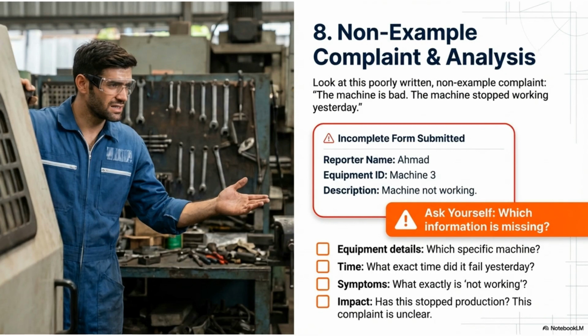Now let us examine a poorly written complaint. The complaint says, "The machine is bad. The machine stopped working yesterday." This complaint is unclear because it does not provide enough technical information. We do not know the exact machine involved, the specific time of failure, the symptoms of the problem, or the impact on operations. Without this information, technicians would have difficulty diagnosing the issue. This example shows why complaints must be specific, factual, and complete.